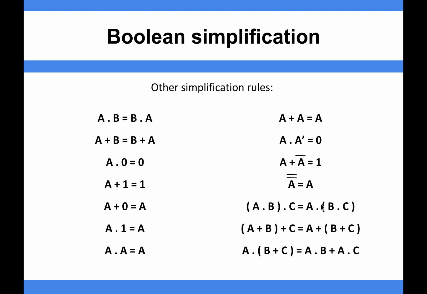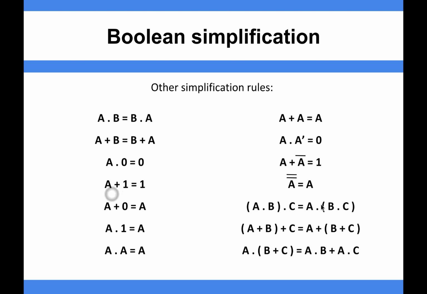Now, there's quite a few laws like this, so we'll go through a few. So A and B is the same as saying B and A. So you can swap the letters around and mean the same thing. Some of these are easy. A or B, same as saying B or A. A and 0 is always going to be 0, because remember with an AND gate, both sides have to be true for the output to be true. So if one side is 0, it's always going to be 0. So you can simplify it down to 0.